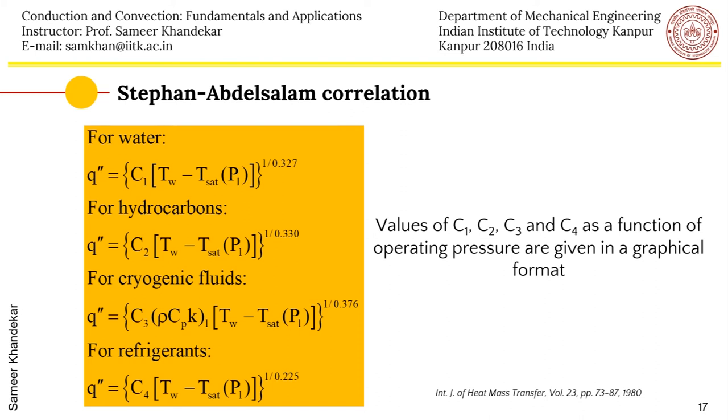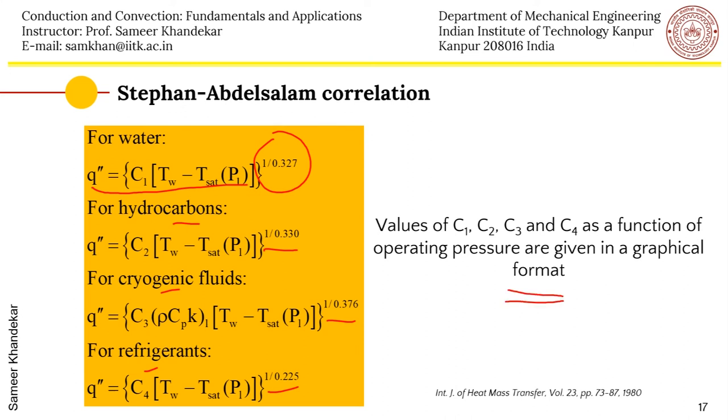And these C1, C2, C3 values as a function of operating pressure were provided by Stephan and Abdelsalam in this International Journal of Heat and Mass Transfer paper, wherein you could directly take these values of C1, C2, C3, C4 from a graph, and the TW minus TSAT is what you apply in your experiment, and from there you can get the heat flux. So these are the graphs for C1, C2, C3, and C4.